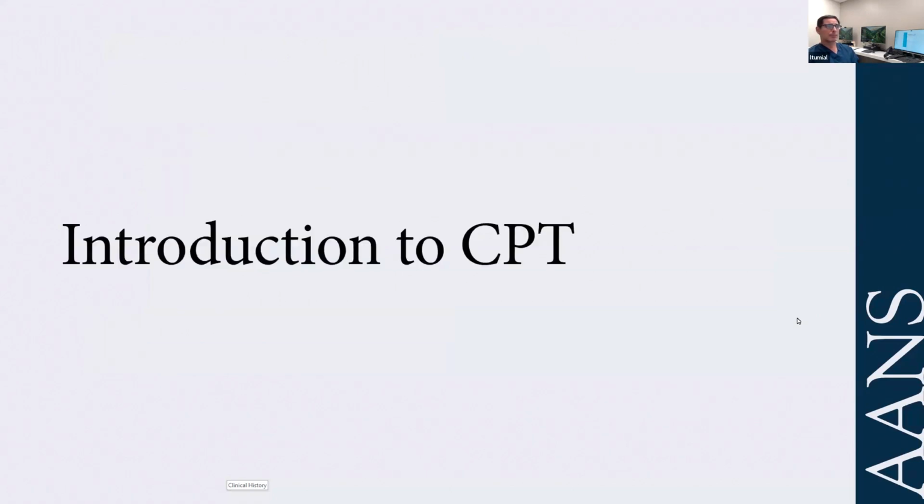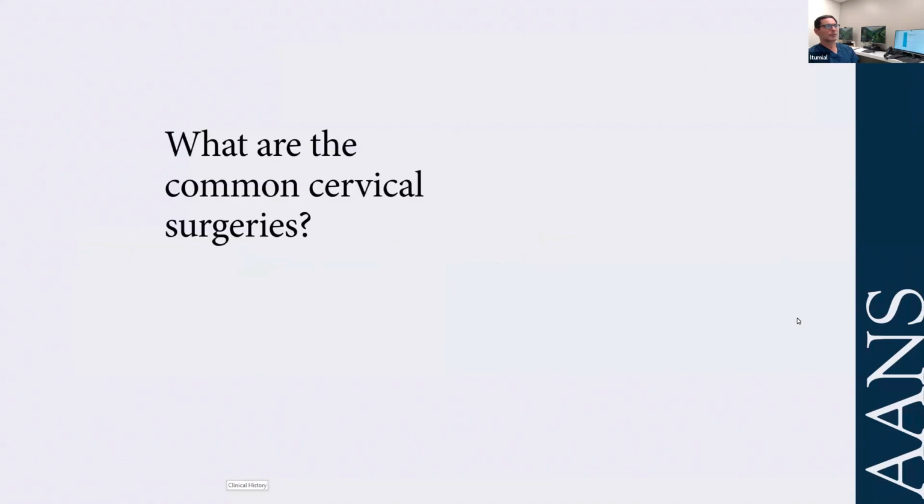CPT stands for Current Procedural Terminology, and it's owned by the AMA. It came out in 1966. It was to figure out a way to pay physicians for what they do. And then someone came up with the RVU, which now is the law of unintended consequences. And we are married to CPT for the rest of our existence. So what are the common codes that we are going to be using?